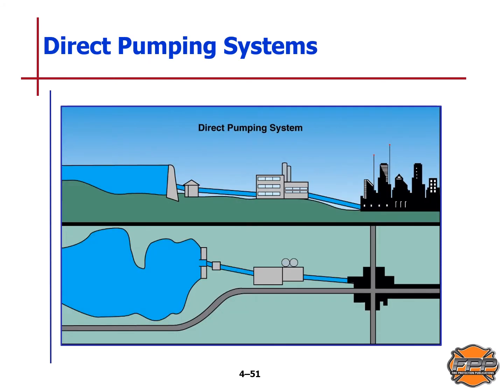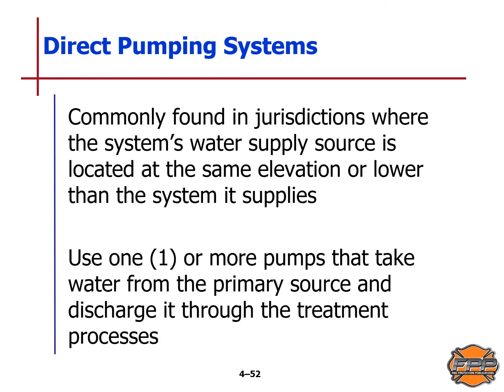Most commonly found in jurisdictions where a system's water supply source is located at the same elevation or lower than the system it supplies is where you will find a direct pumping system. Direct pumping systems use 1 or more pumps that take water from the primary source and discharge it through the treatment processes. Another series of pumps forces the water into the distribution system.